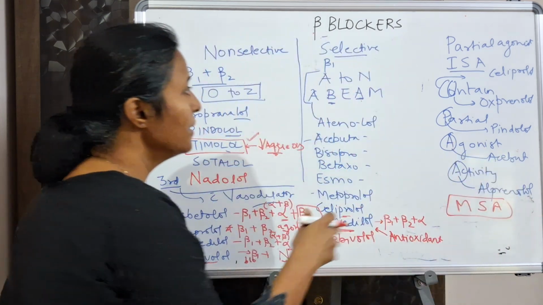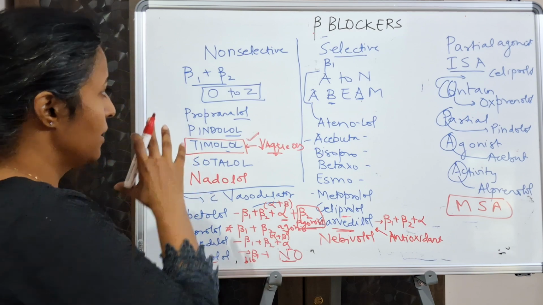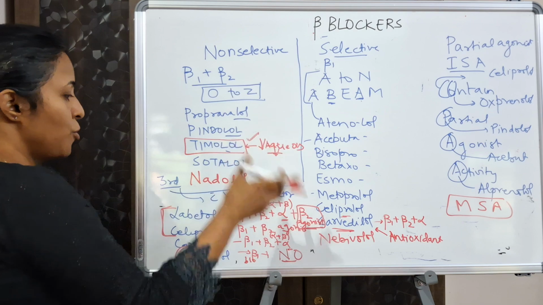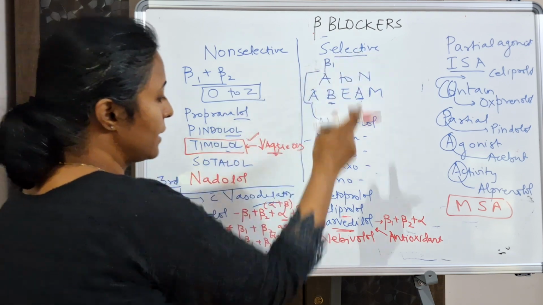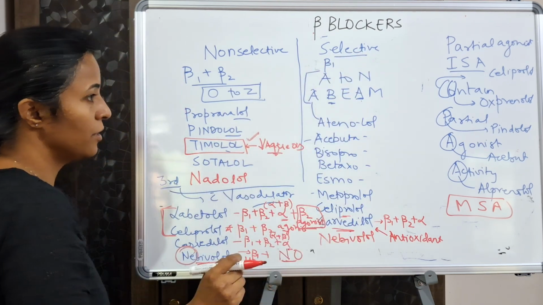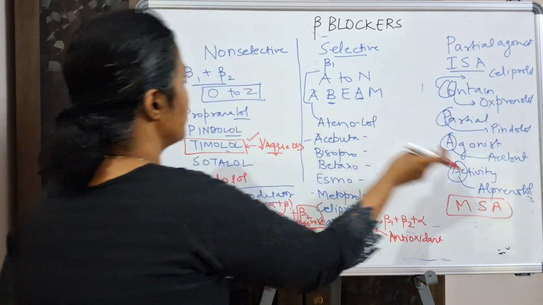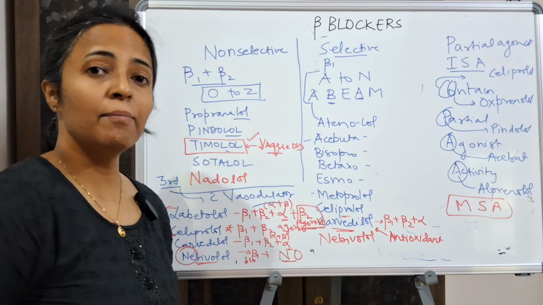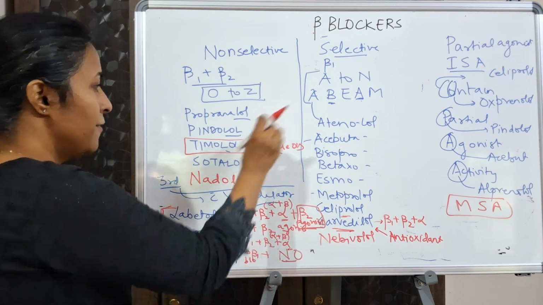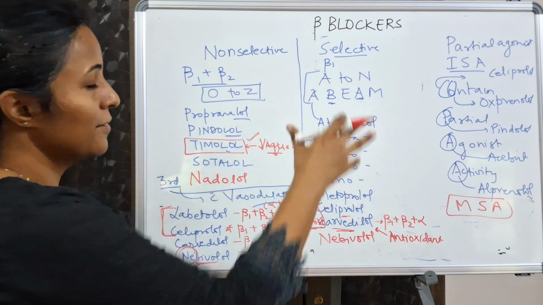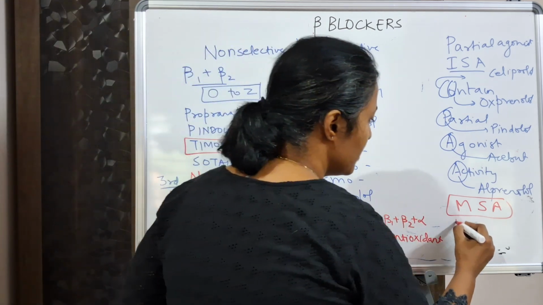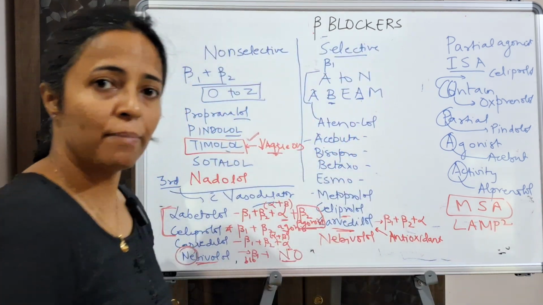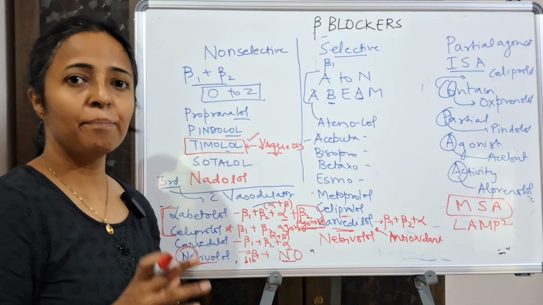Yes, there are too many, but I have tried to give you mnemonics for each of them, right? So there is some overlap. We see that cardioselective means we have carvedilol here also. Partial agonists, some have been picked up from here, some from here, right? Similarly, in membrane stabilizing, we will pick up different beta blockers from different categories, and we will remember one mnemonic, that is lamp square.